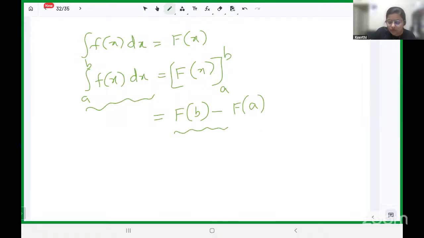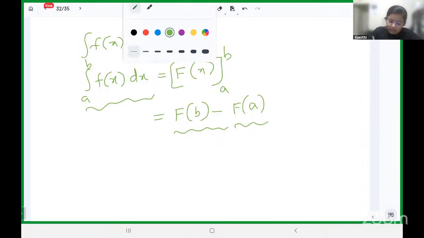It is nothing but you integrate it as usual. Then you will get a function f of x. Then you put the upper limit. Then you subtract the value of the function at the lower limit. Okay. So this is known as the second fundamental theorem of calculus. And you'll understand this on doing a problem. Okay. I'll take an example.